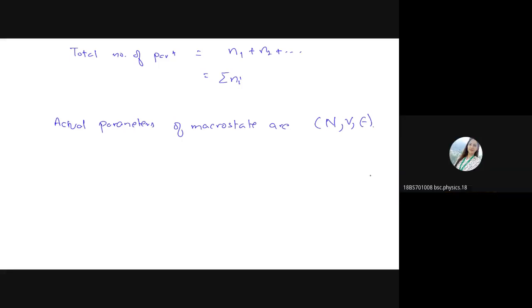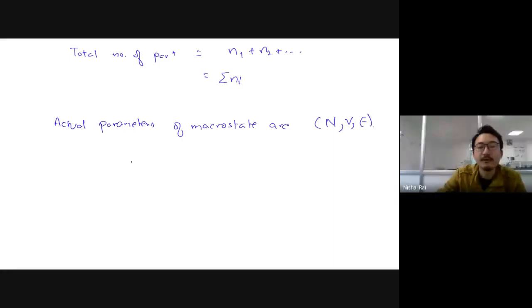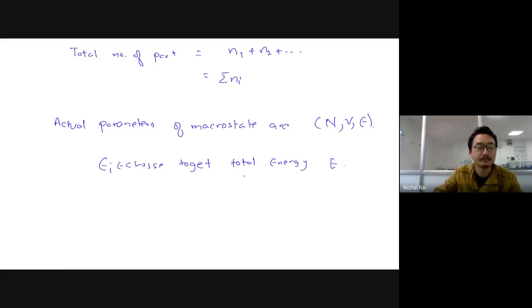Now there is a huge number of ways in which we can choose the E_i's to get the total energy E. Each of the different ways in which the total energy is obtained is called a microstate, as you all know. Clear?